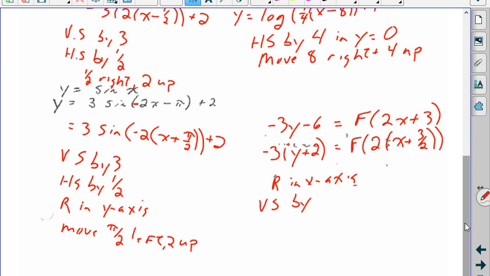By 1/3. It's next to the variable. We have to take the reciprocal, and we can see this by dividing by 3. We'd have 1/3 on this side if we were to do that.